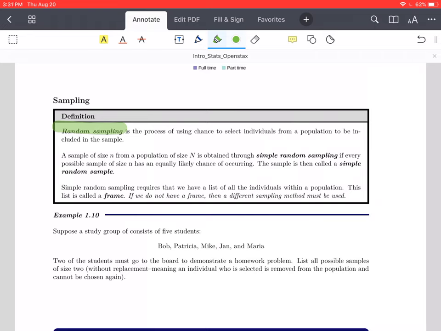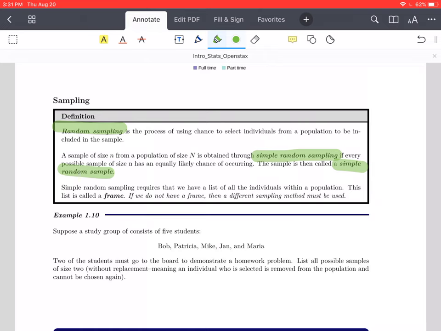So here in the second paragraph, a sample of size n from a population of size capital N is obtained through simple random sampling. If every possible sample of size n has an equally likely chance of occurring, the sample is called a simple random sample. Basically, let me use hypothetical numbers. I have a population of size 100, and I'm grabbing samples of 10 people out of the 100. Then every sample of 10 people has an equally likely chance of occurring. I'm not more likely to pick certain people over others. They all have to be equally likely. Then that is a valid simple random sample.